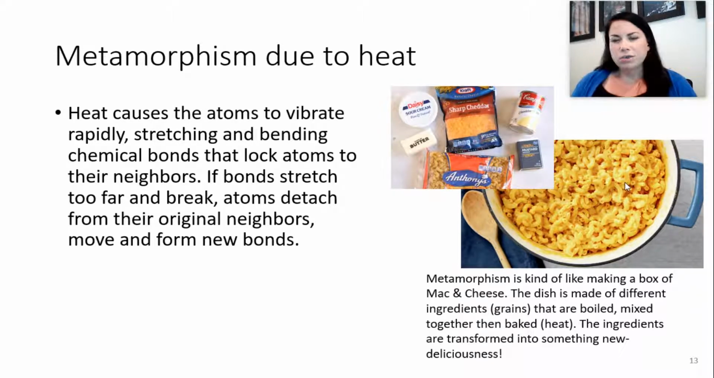bonds. So you could think about metamorphism sort of like making a box of mac and cheese. The dish is made up of totally different ingredients, like individual grains or different types of rocks that are then heated. They're boiled and mixed together and baked into something new. So an example, if you think about metamorphic rocks, is either smushing those candy pieces together or maybe something like mac and cheese.